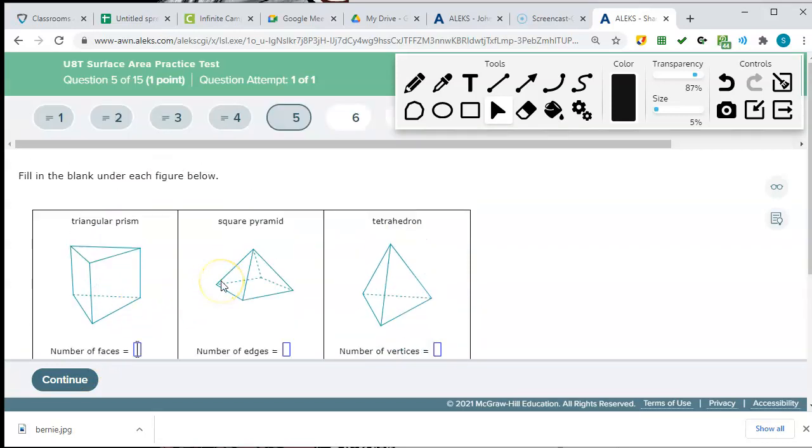So we've got this number 5. Fill in the blank area under each figure below. We're looking for the number of faces, the number of edges, and the number of vertices. So remember, faces are the flat sections. Edges are where two faces meet. And vertices are the corners where the edges meet. All right, so do I have someone who is willing to help me on this one? Go ahead and put help in the chat if you would like to help.